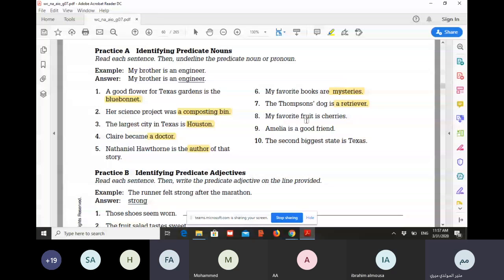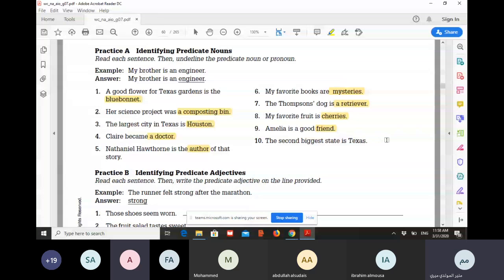Abdullah. Emilia is a good friend. A good friend. So if you say good, here it is an adjective that describes friend. So good is not considered. The word that is considered here is friend. Because good is an adjective that describes the friend. Yeah, nice.